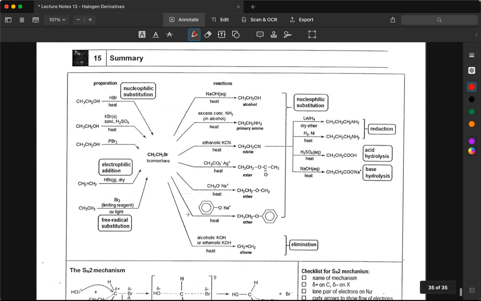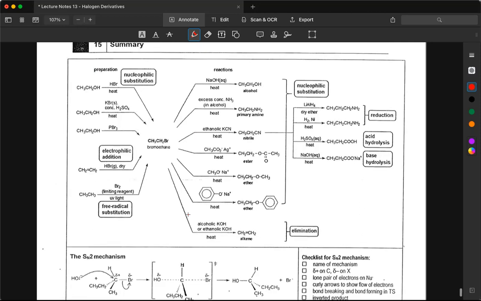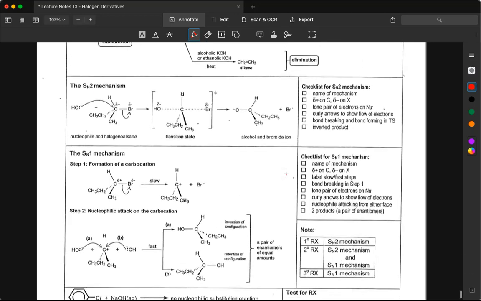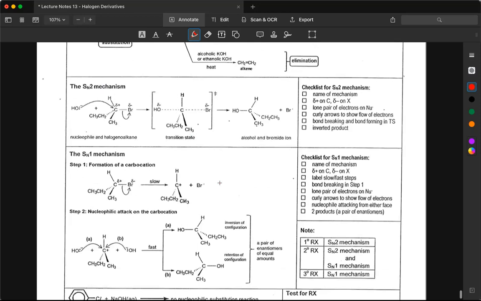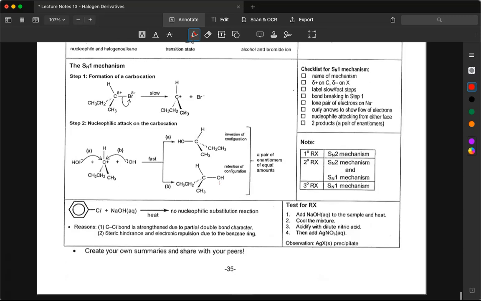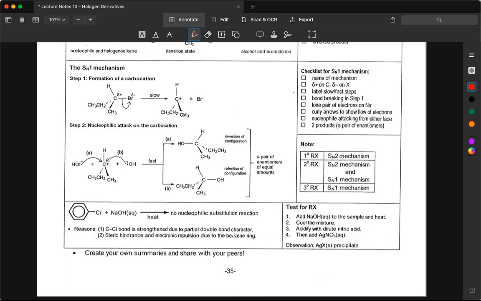And we are done. This is a summary of today's lecture, everything about the reactions of halogenoalkanes. The preparation is nucleophilic substitution, electrophilic addition, or free radical substitution. And the reactions can be either elimination or nucleophilic substitution, whereas one of the products, nitrile, can be further reacted in reduction, acid hydrolysis, or base hydrolysis. We also talked about the difference between SN2 versus SN1 mechanism, know it very well, and the distinguishing tests.